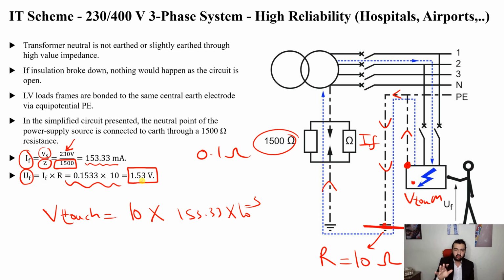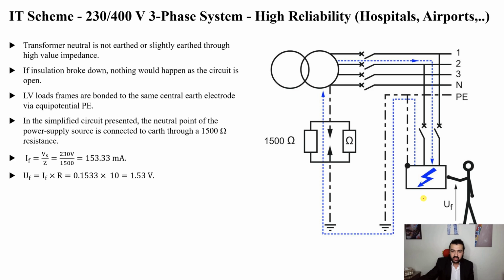Now we know that the dangerous touch voltage in dry conditions is more than 50 volts AC according to the IEC standard. So this is a very small voltage, so it is safe to touch the equipment even if we have an insulation breakdown. Since the transformer neutral is isolated, we have a very small fault current leading to very small touch voltage. Okay, so this is how we protect humans against this type of fault.